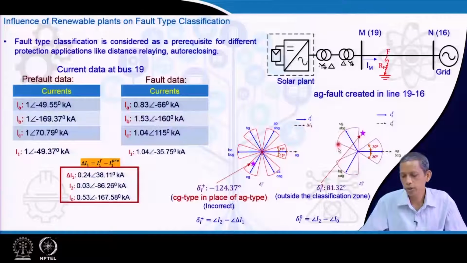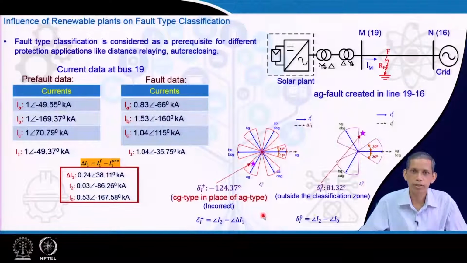And also the other one, associating the zero sequence current with the reference and the corresponding I 2, also has its angle falling outside the zone of CG. So, this also does not indicate the AG type of fault. That means the fault classification example here demonstrates that the fault classification approach may fail in the case of a transmission network connecting to a PV based power plant integrated with inverters.